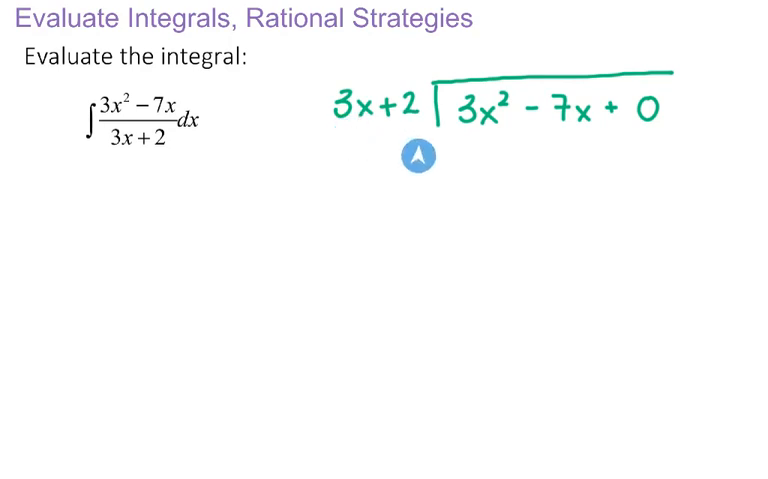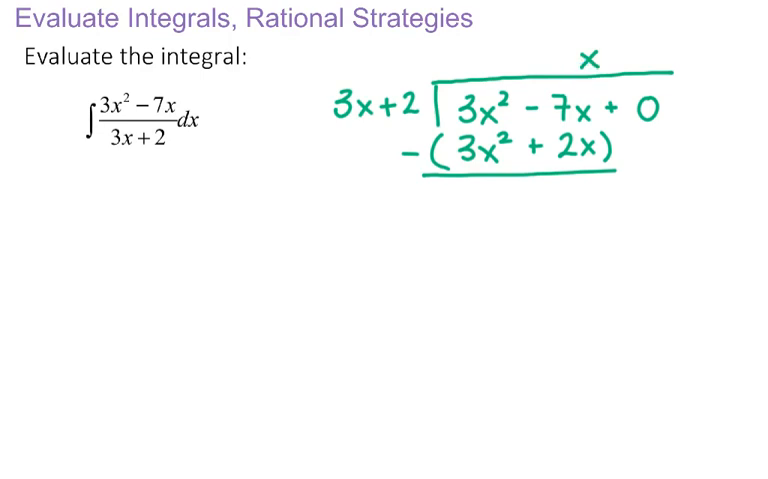So 3x goes into 3x squared. If I do that division, that gives me x. I'll take that x in my quotient and I'll multiply it by my divisor. That gives me 3x squared plus 2x. And whatever I've put down here, I will be subtracting.